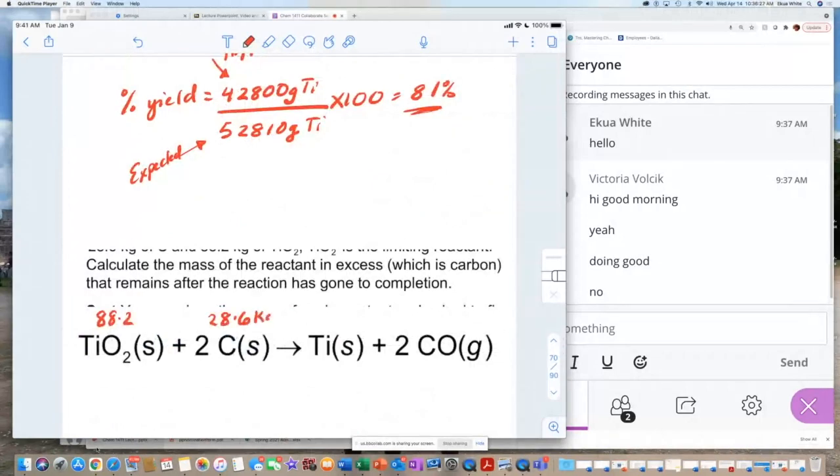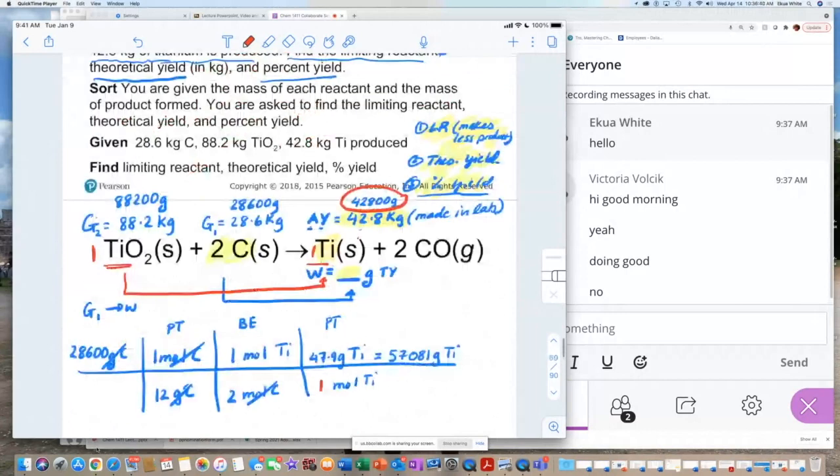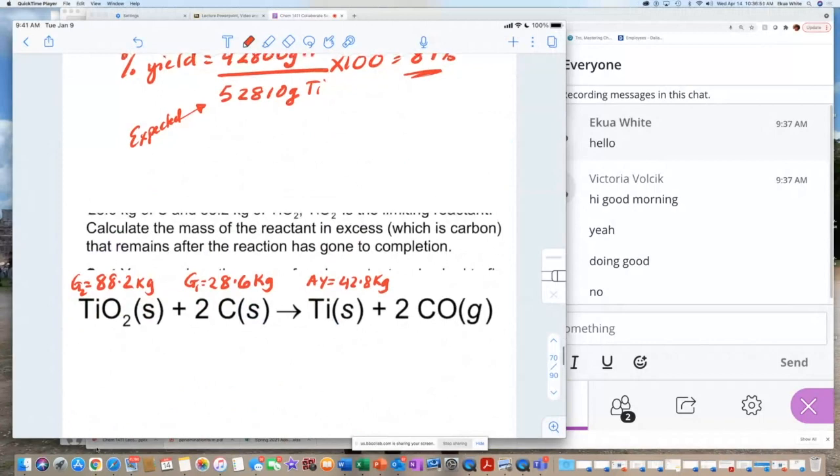8.6 kilograms is my given 1 and this is my given 2. And then my actual yield was given to me here. I've already forgotten what that was. 42.8 kilograms. Okay. So I'm kind of starting from this part here. Now I want these numbers as usual in grams.